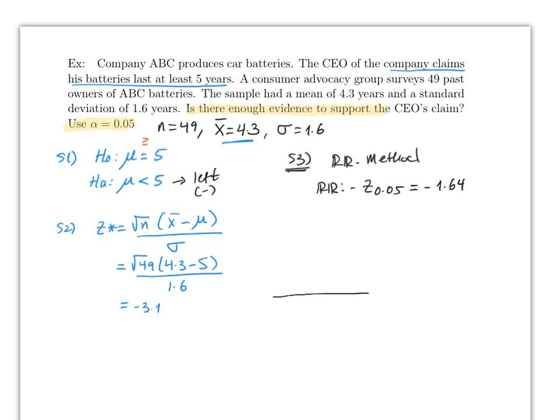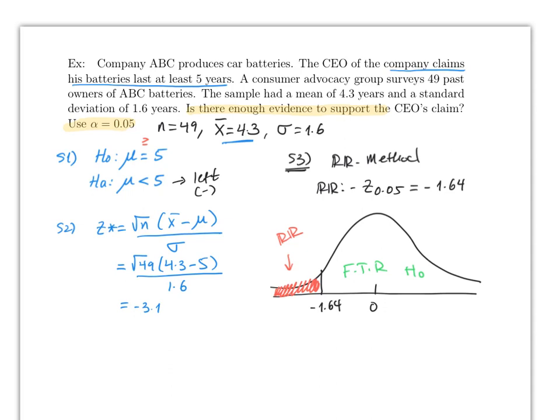Then you are required to draw the rejection region. So you have minus 1.64 here, and this part is the rejection region. This is going to the left side because this is pointing to the left side. So that's another way to look at that. So therefore, this is the rejection region, and this one is the fail to reject H0.